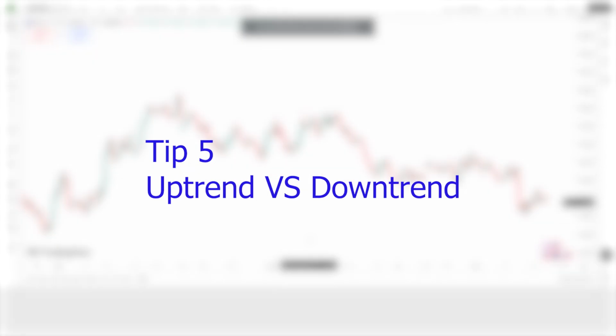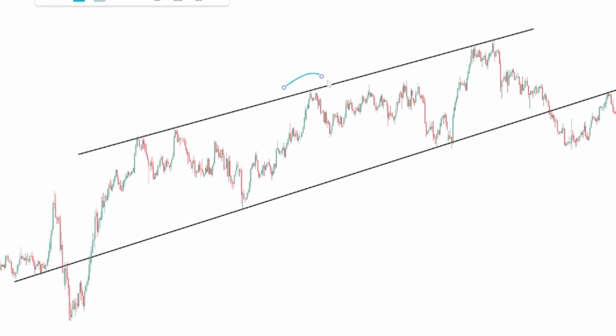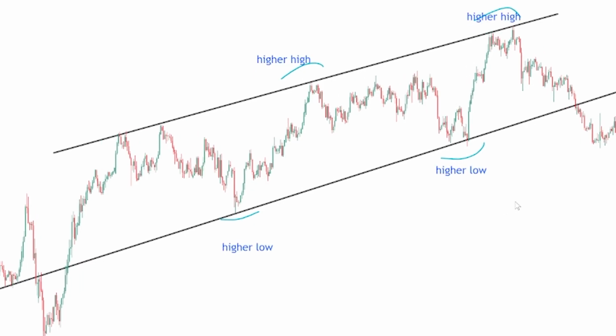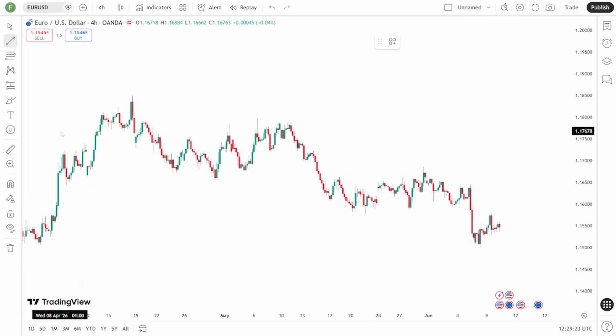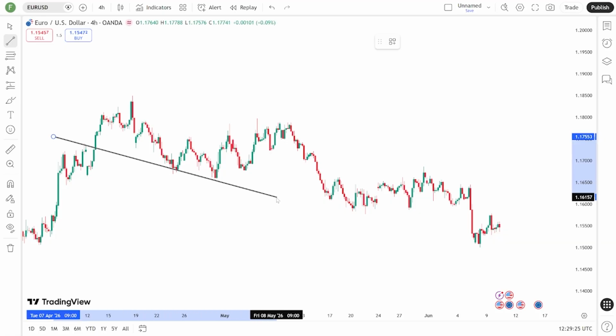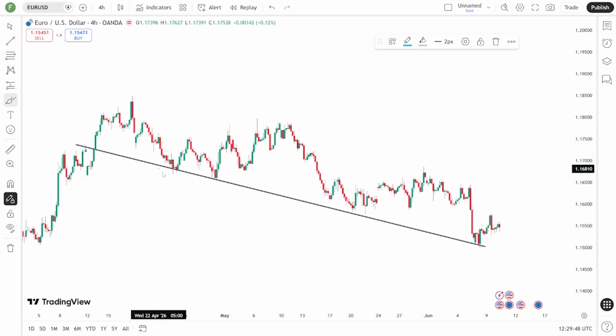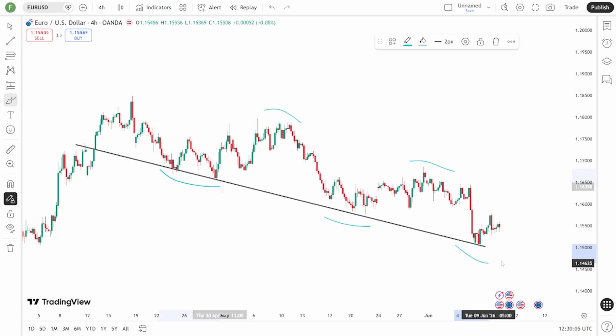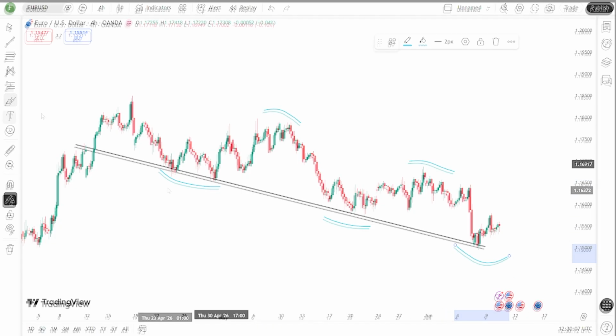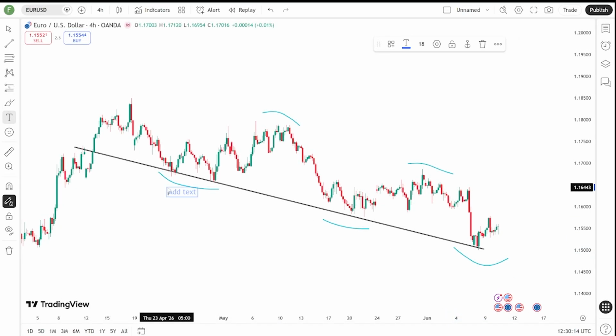Tip 5. Uptrend versus downtrend. Uptrend equals higher highs, higher lows. Buy at dips, stop below the last low, wait for confirmation. Downtrend equals lower highs, lower lows. Sell at rallies, stop above the last high, follow the trend.